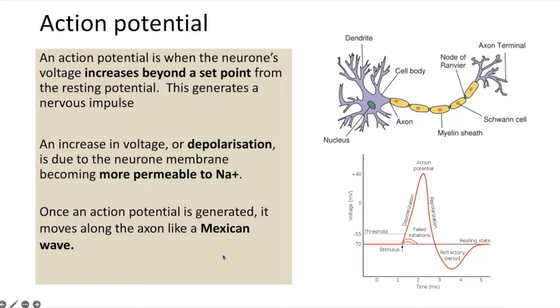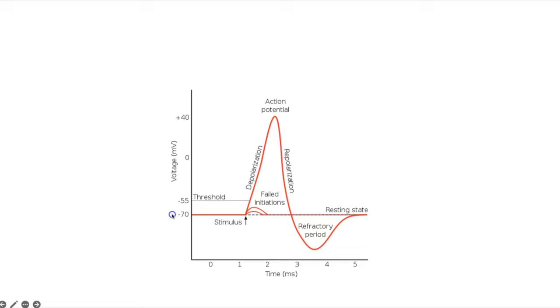Once an action potential is generated, it moves along the axon like a Mexican wave. So you'd have to generate that action potential at this point on the axon. That would then trigger an action potential at this node of Ranvier, and then this one, this one, this one, this one. And that's what we mean by the movement being like a Mexican wave.